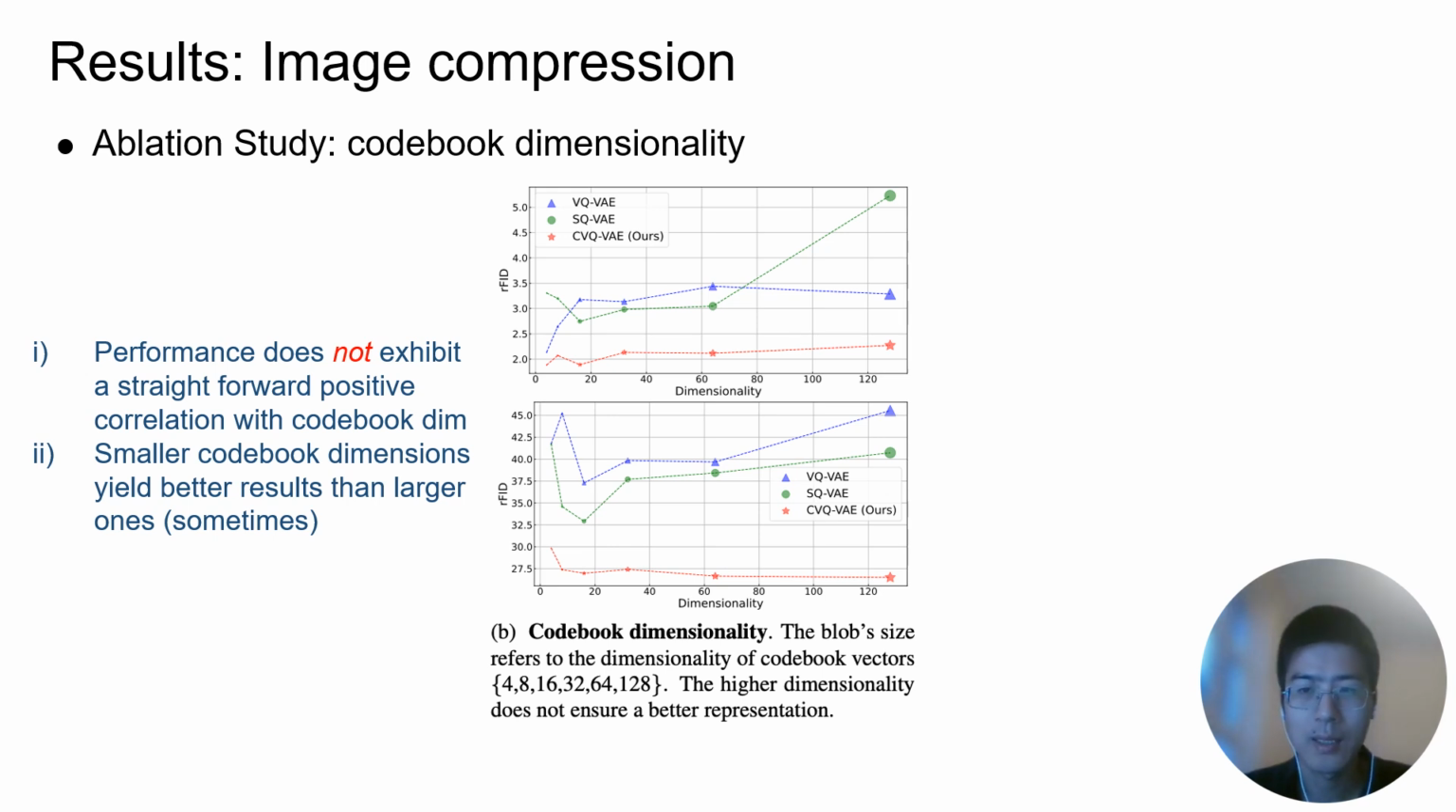However, for the codebook dimensionality, there is no straightforward positive correlation between the performance and the dimension. Sometimes the small codebook dimensions yield better results than the larger ones. Therefore, we can use the low dimension vector for the representation and use them for the latent diffusion model.